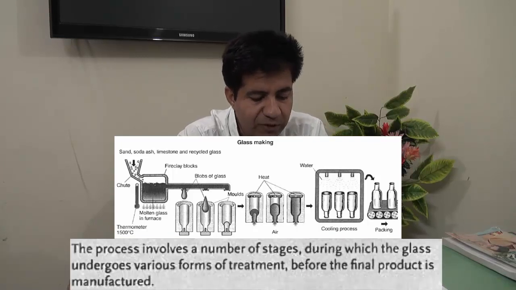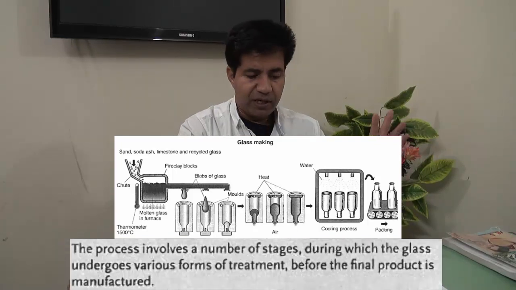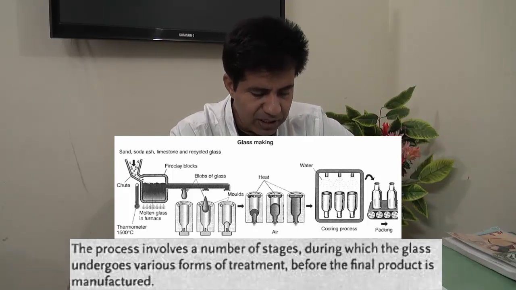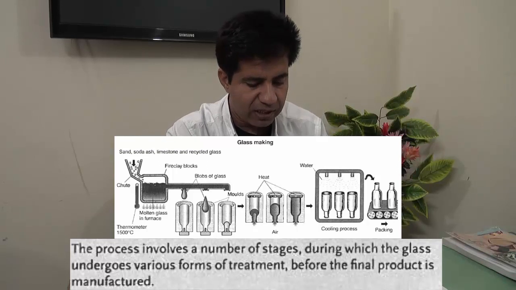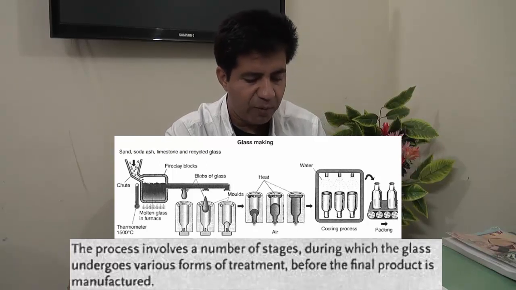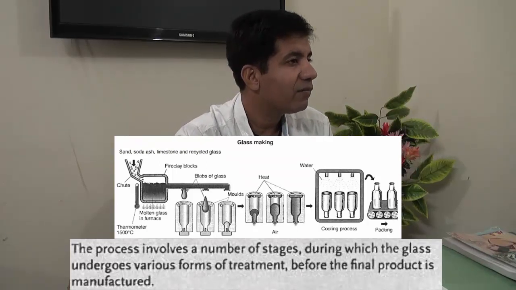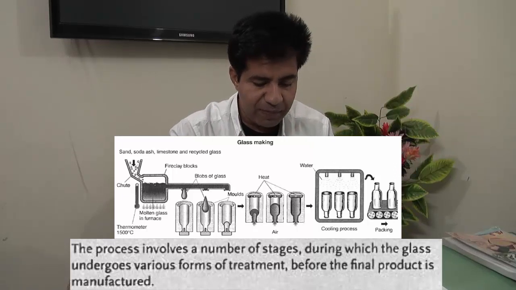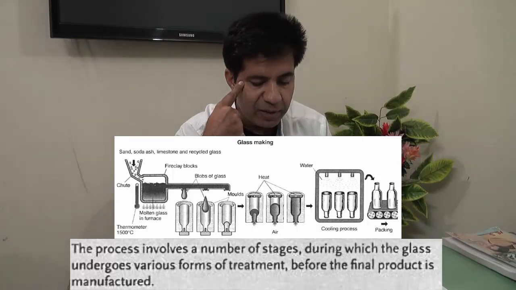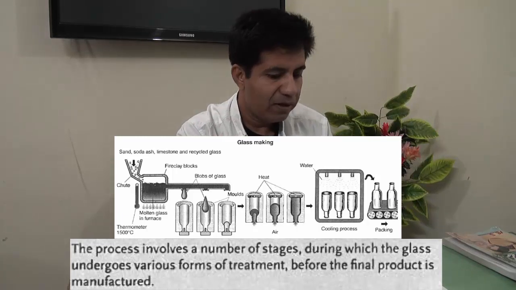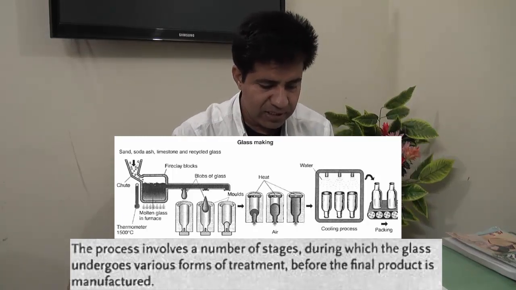Next, the process involves, this is the first paragraph, sorry, introduction here. It's the introduction. The process involves a number of stages during which the glass undergoes various forms of treatment. Agree? Yes. There are the various forms of treatment before the final product is manufactured. And what's that? What's the final product? Bottle, glass bottle, exactly. And the final process is packing. All right? And then there are some other processes.